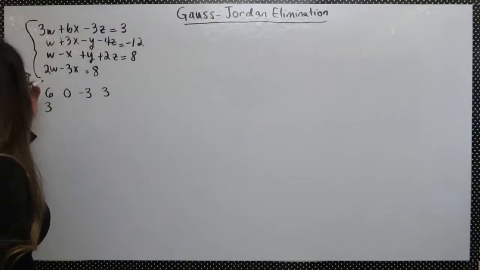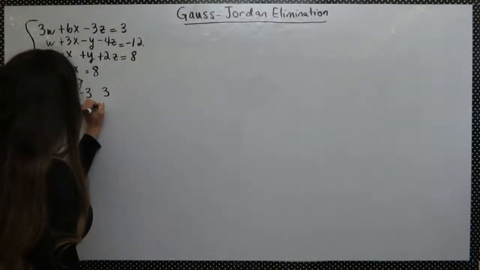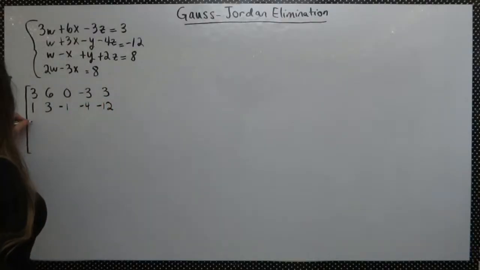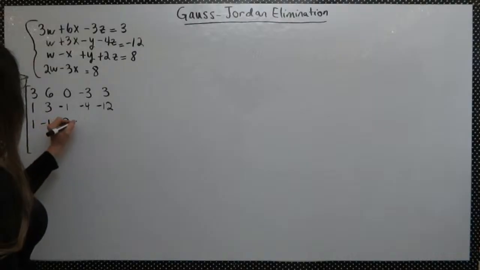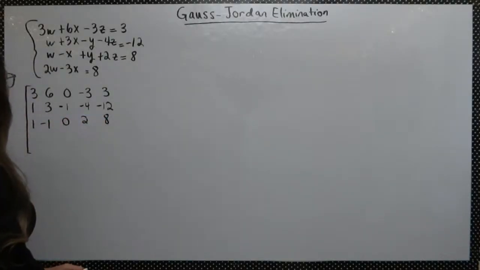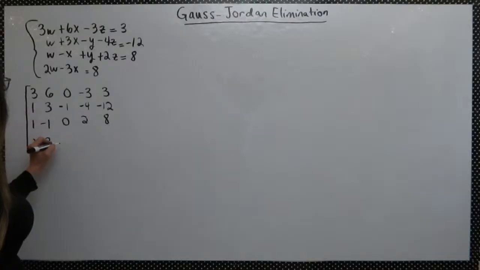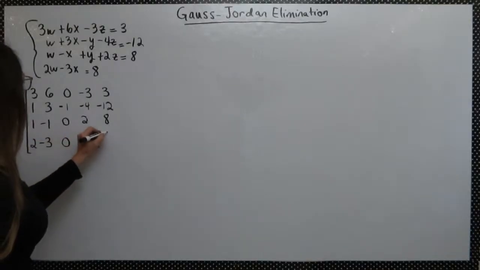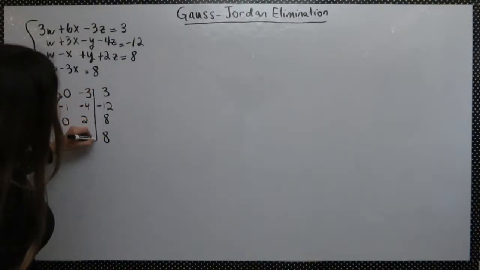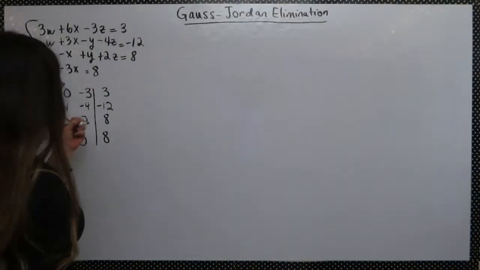So we got 1, 3, negative 1, negative 4, negative 12. We've got 1, negative 1, 0, 2, 8. So we have 2, negative 3, 0, 0, 8. We're going to draw a line right here because we're separating our coefficients and the constants.